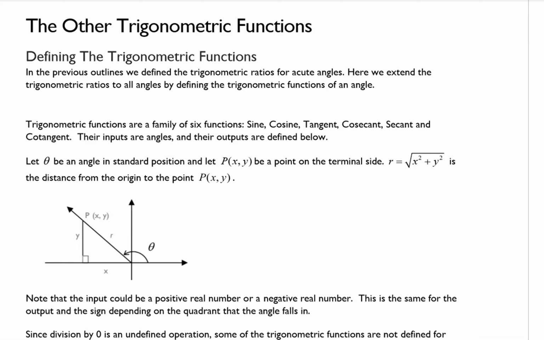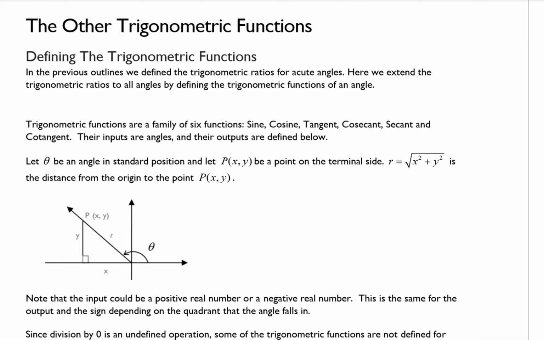In the previous outlines, we defined the trigonometric ratios for acute angles. Here we extend the trigonometric ratios to all angles by defining the trigonometric functions of an angle. Trigonometric functions are a family of 6 functions: sine, cosine, tangent, cosecant, secant, and cotangent. Their input values are angles, and their output values are defined below.